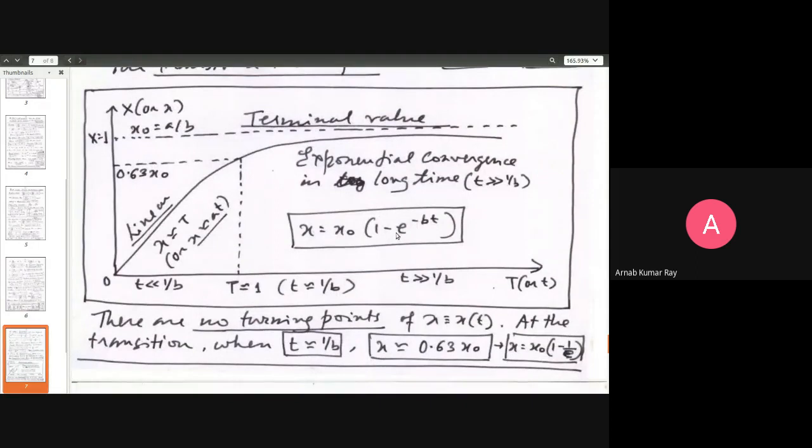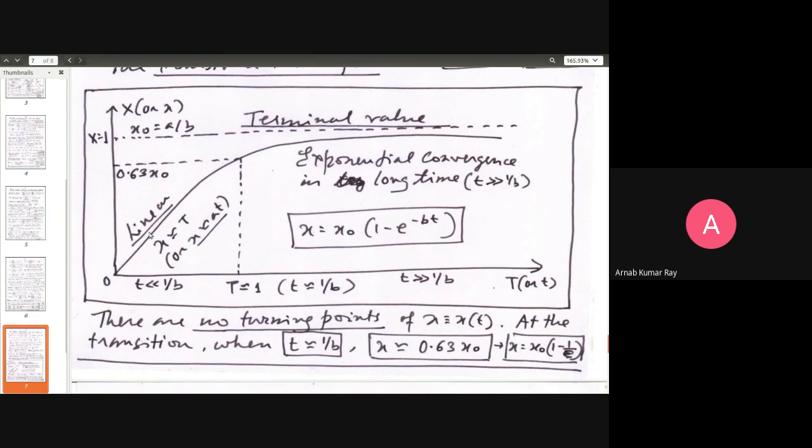Let us see what we have discussed so far. Here you have x plotted along this direction, t plotted along this direction. Capital X or small x doesn't matter, because you can rescale it. Here capital T and small t. When t is equal to 0, x is equal to 0. When t goes to infinity, capital X goes to 1, or small x goes to the value of x naught. That is the terminal value.